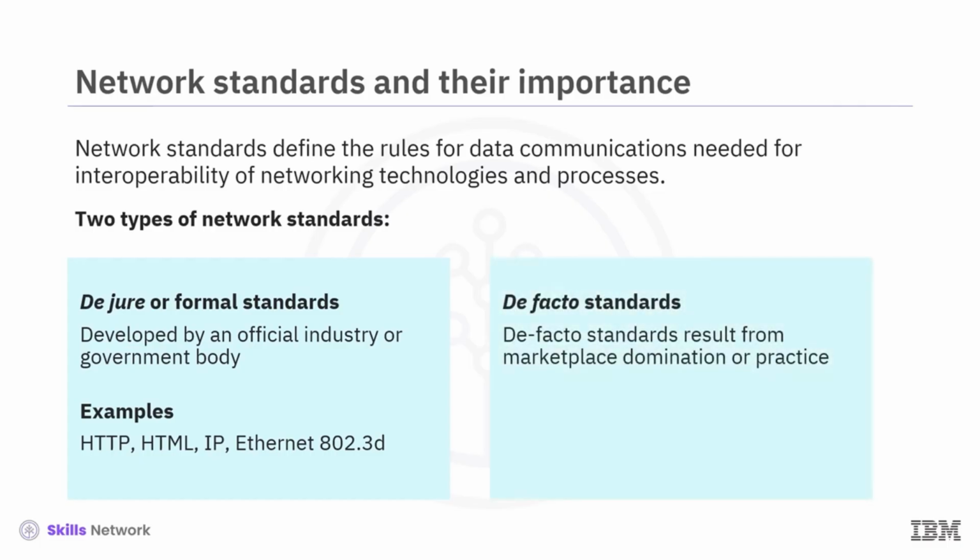De facto standards result from marketplace domination or practice. De facto standards are accepted in practice but have not undergone any formal process to obtain consensus and may not have publicly available documentation. Typically, de facto standards result from marketplace domination or practice. Examples include Microsoft Windows and QWERTY keyboard.